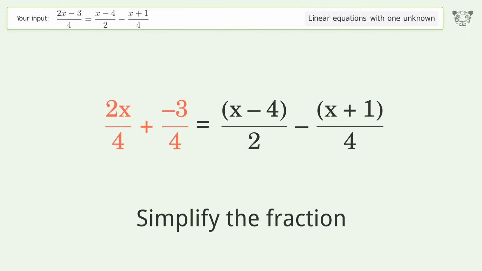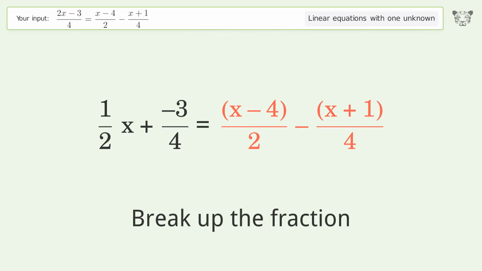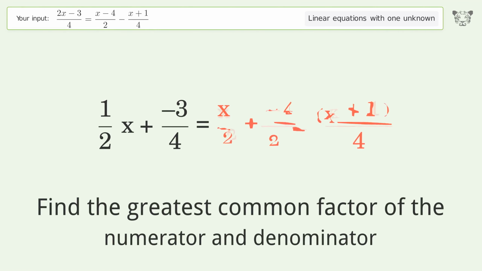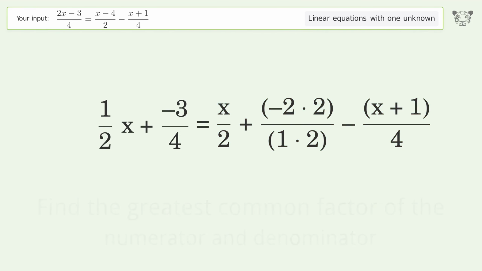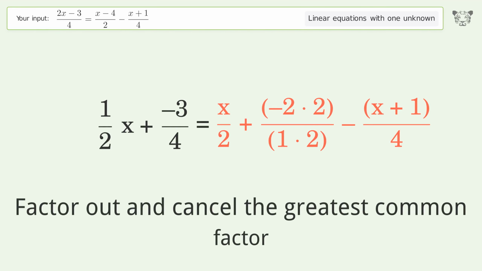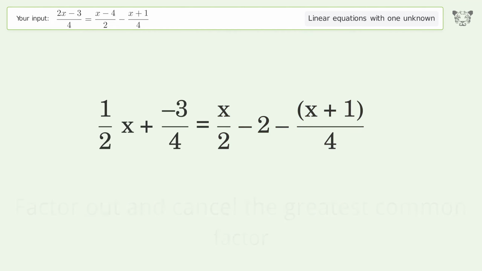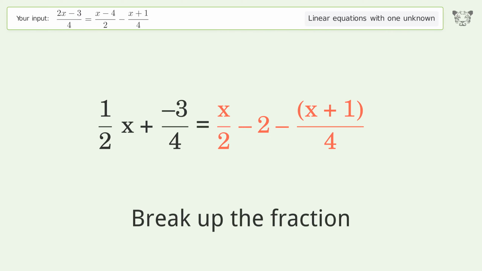Simplify the fraction. Break up the fraction. Find the greatest common factor of the numerator and denominator. Factor out and cancel the greatest common factor. Break up the fraction.